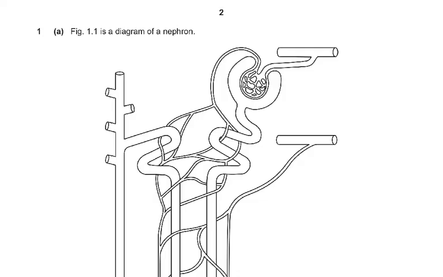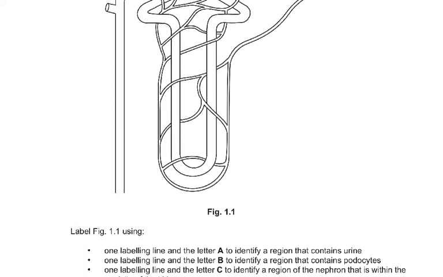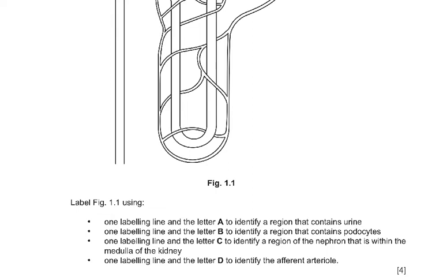Now, starting with question number 1, figure 1.1 is a diagram of a nephron. As you can see this diagram, it says label figure 1.1 using one label line, letter A, to identify a region that contains urine. Which part would that be? It's the collecting duct. So A would be the collecting duct.